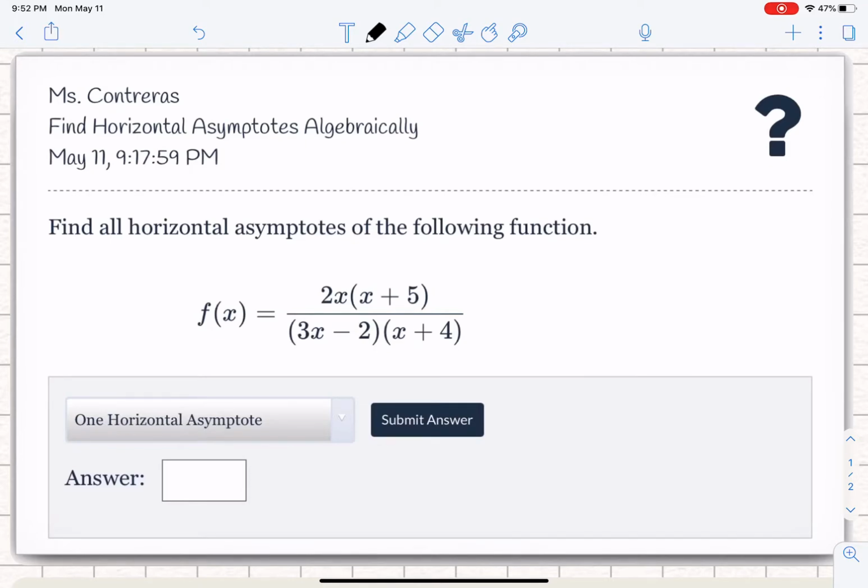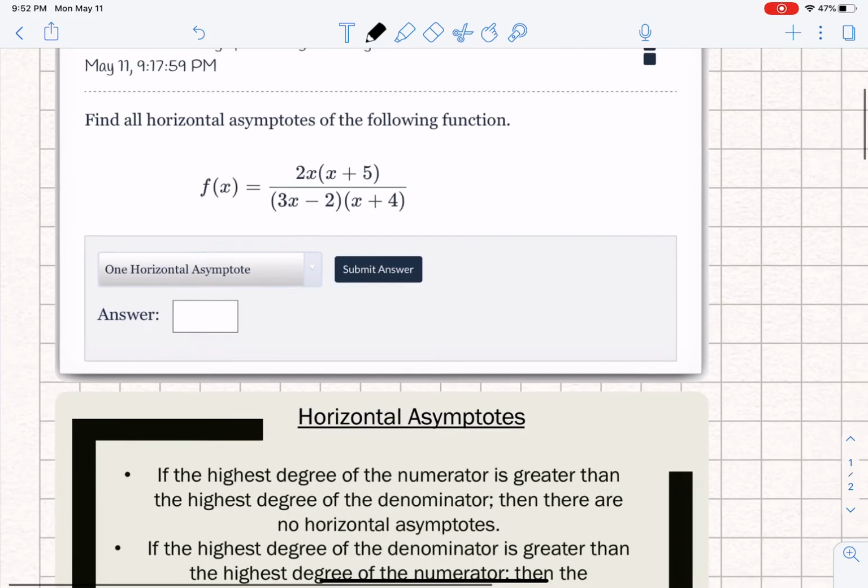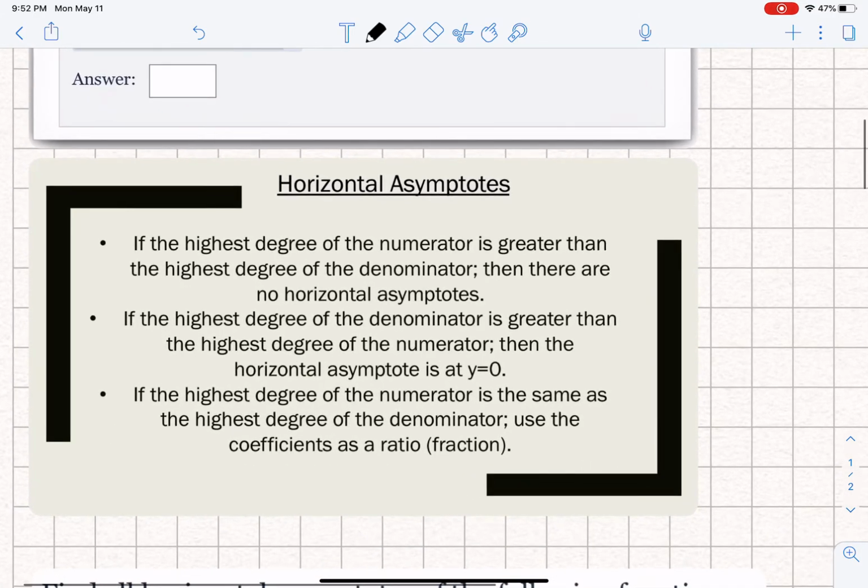Here we are going to find horizontal asymptotes algebraically. So we have to find all asymptotes in the following function. All right, so to find horizontal asymptotes, we're looking at the highest degree in both numerator and denominator. We're going to compare them. So we have first, if the highest degree of the numerator is greater than the highest degree of the denominator, then there are no horizontal asymptotes.